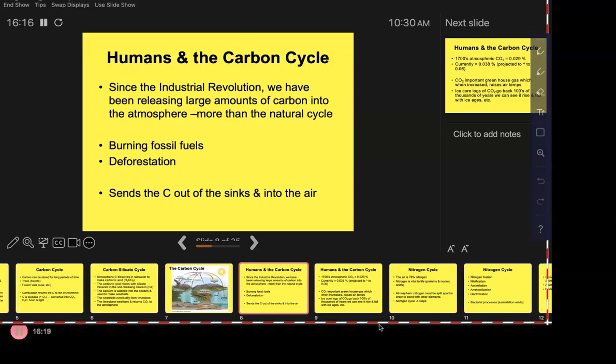So this is one that we have been messing with for a couple hundred years. You guys have had history way more recently than I have. When was the Industrial Revolution? Is that the 18s or the 17s? 17s? Okay. So the last 200 to 300 years, we have been pumping carbon in way greater volumes than Mother Nature herself was doing.